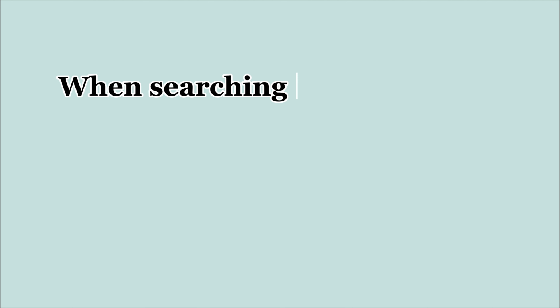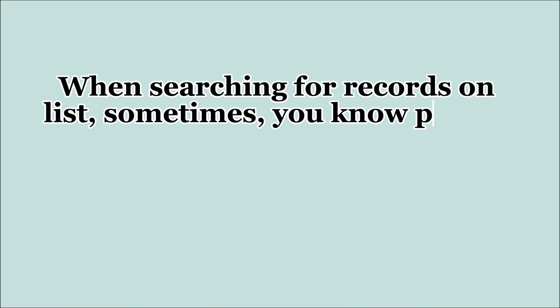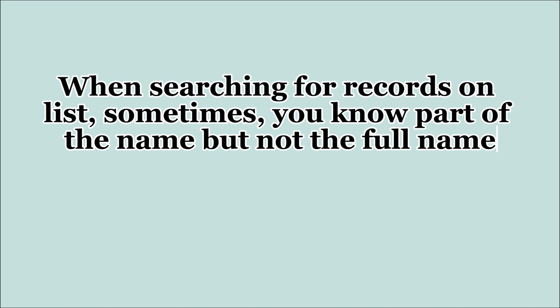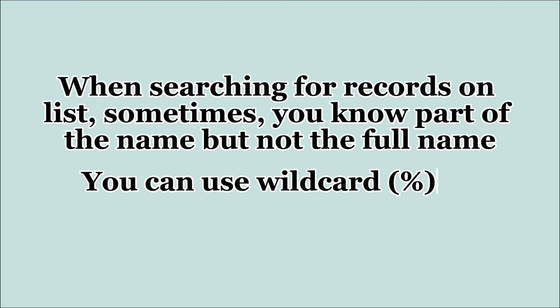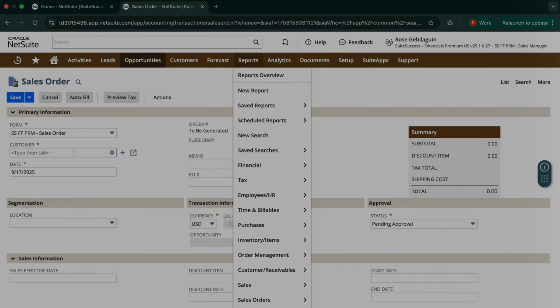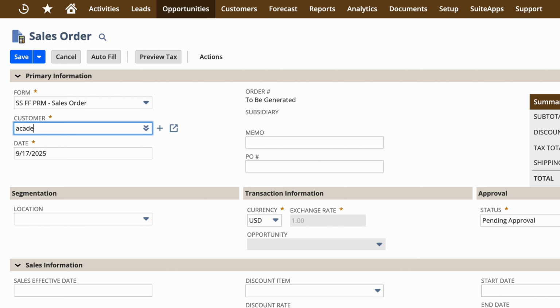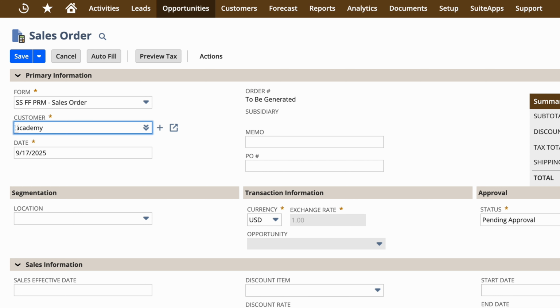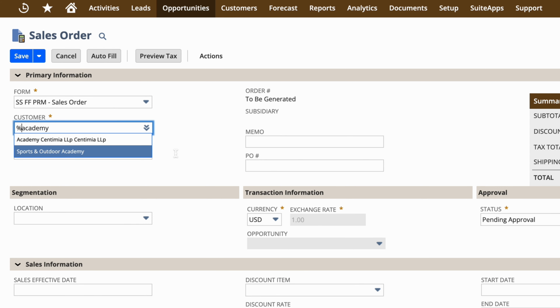Now, when searching for records on lists, sometimes you know part of the name but not the full name. You can use wildcards to perform partial or flexible searches. For example, if I put Academy here, NetSuite will just suggest company name that starts with Academy. But if I put wildcard, it would display the other customer that matches that keyword.